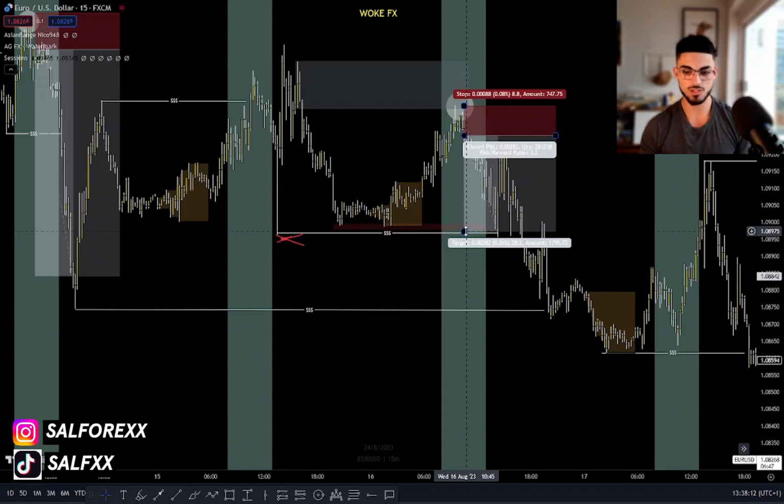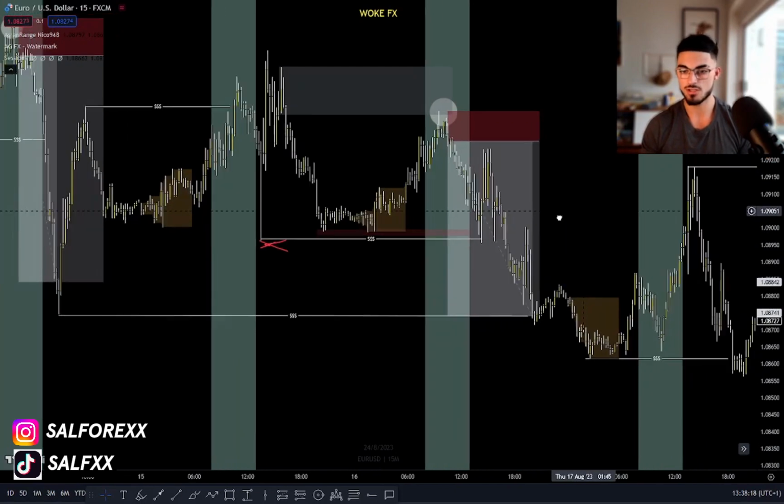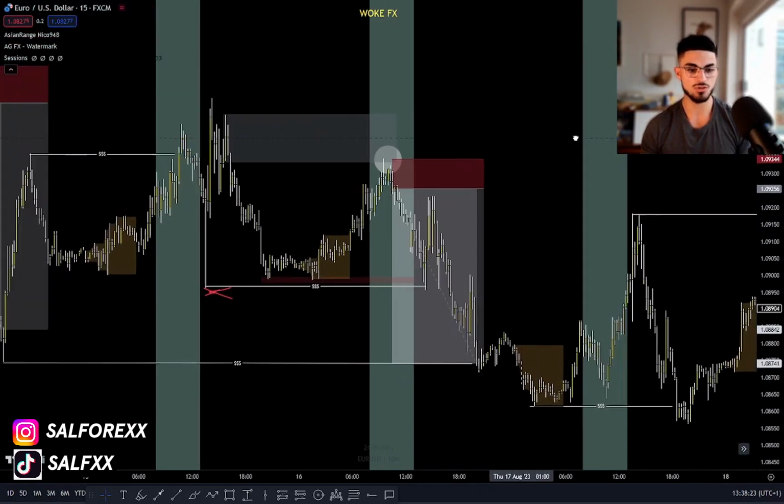If you took your first TP here, you got yourself a 1 to 3. If you held it to the next point of liquidity, you've got yourself a 1 to 5.8. So really good position, and it just works super well.